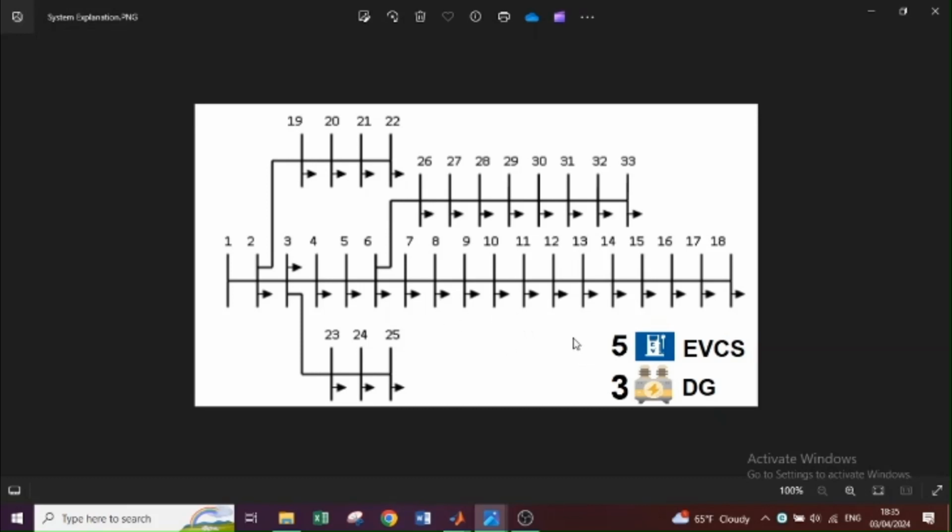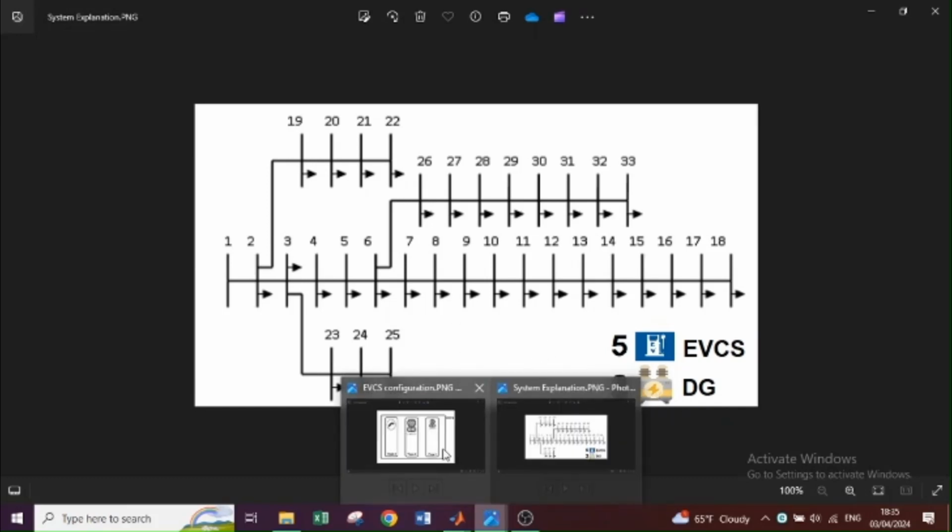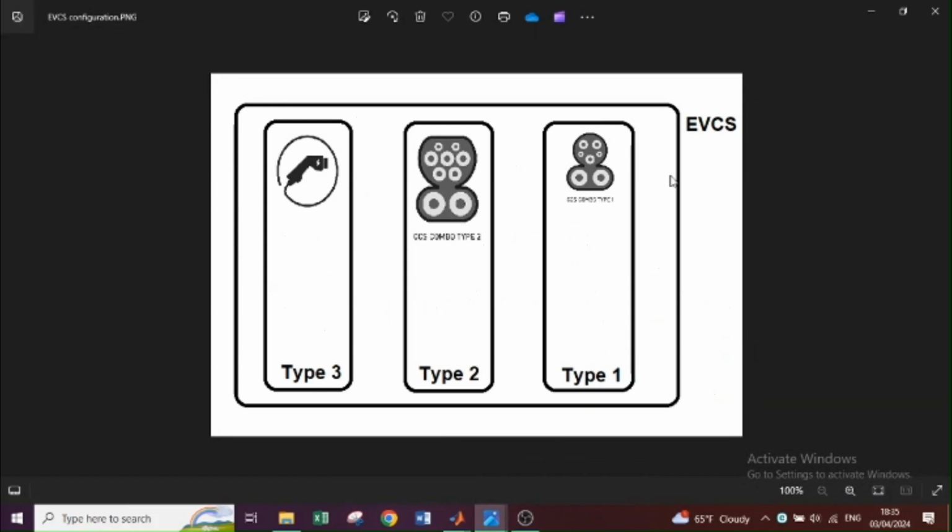After placing the EV charging stations, we place 3 DGs into the system in order to reduce the power loss and also improve the voltage deviation. EV charging stations come with different configurations. They can have different types of chargers, including type 1, type 2, and type 3. Type 1 is the slow charger and type 3 is the fast charger.